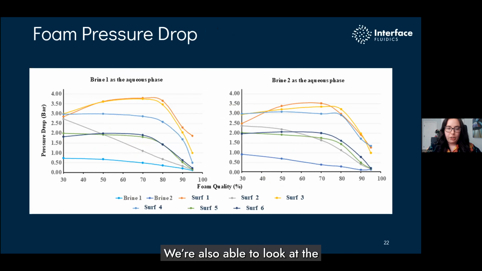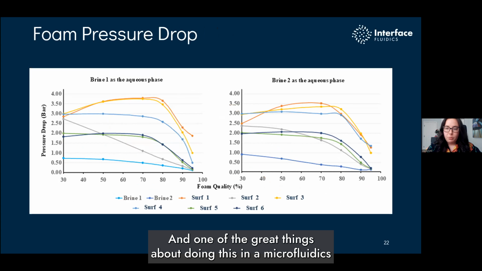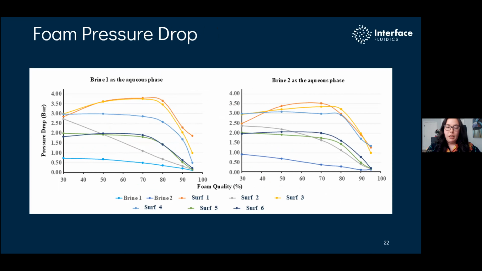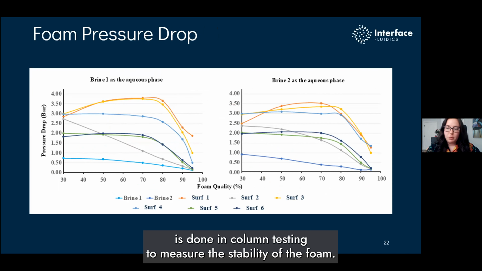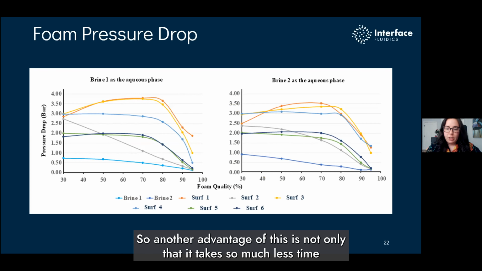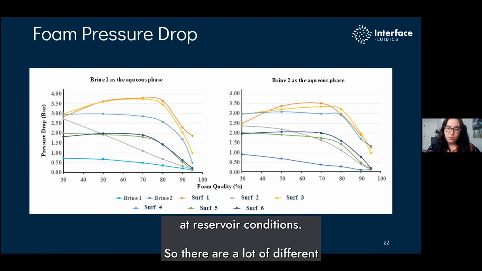We're also able to look at the foam pressure drop, mobility reduction factor over time. And one of the great things about doing this in a microfluidics application is that we can actually observe what's happening in the confined porous media. Typically, foam screening is done in column testing to measure the stability of foam, but it lacks the porous media and it lacks the representative reservoir conditions. So another advantage of this is not only that it takes so much less time and less fluid, but we're also able to do all of this analysis at reservoir conditions.